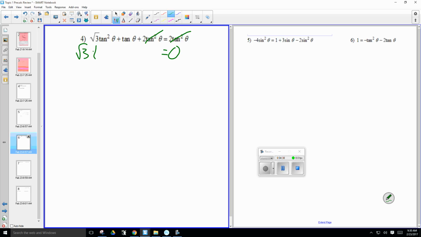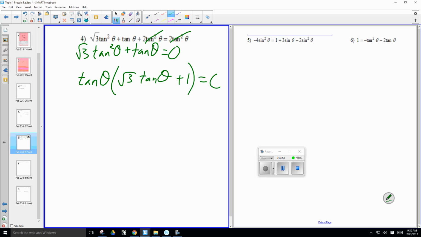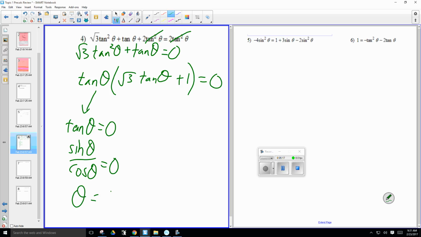Radical 3 tangent squared theta plus tangent theta. Factor out tangent theta. That leaves me with radical 3 tangent theta plus 1 equals 0. Now they're ready to solve. Tangent theta is 0. Remember, tangent is sine over cosine. So basically this question is saying, where is the sine 0? Because if the numerator is 0, the whole thing's 0. So where is the sine 0? 0, pi, and 2 pi, but 2 pi is not in our domain on the original problem.